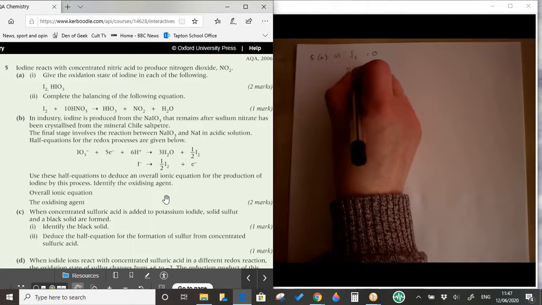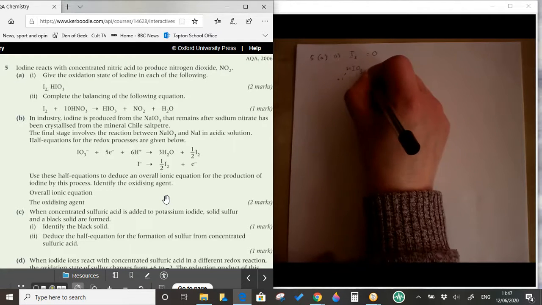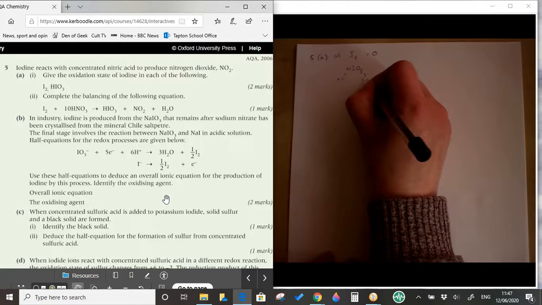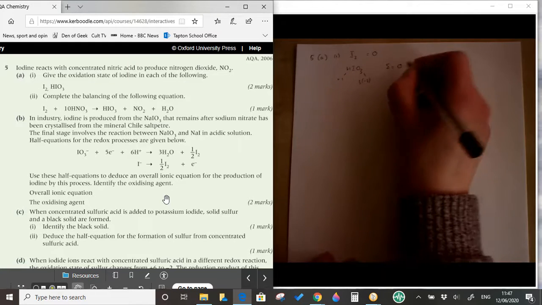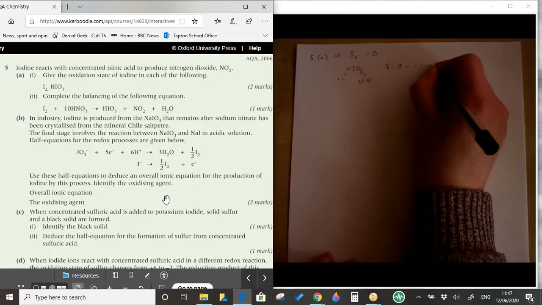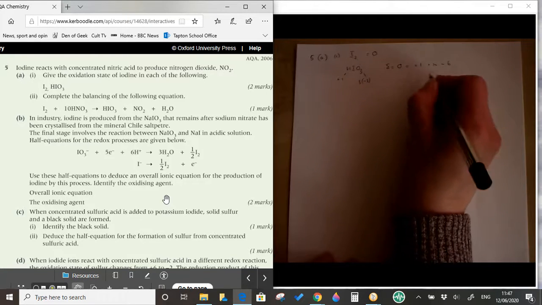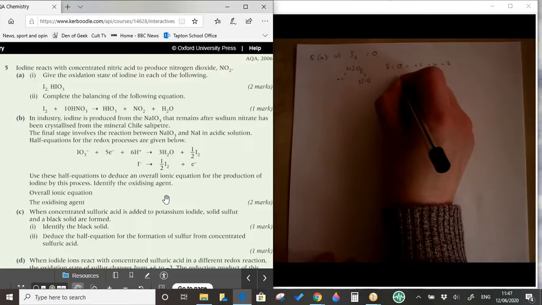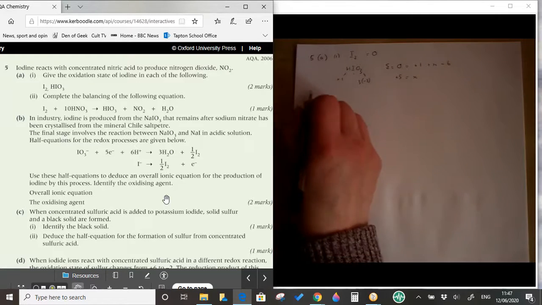And with HIO3, it's a bit more complicated. Hydrogen's always +1. Oxygen's always -2, but there's 3 of them. And we know that the sum has to add up to 0. So 0 equals +1 plus x, which is what we're trying to work out, -6. And if I rearrange that, I get x equals +5. So the oxidation state of iodine in HIO3 is +5.